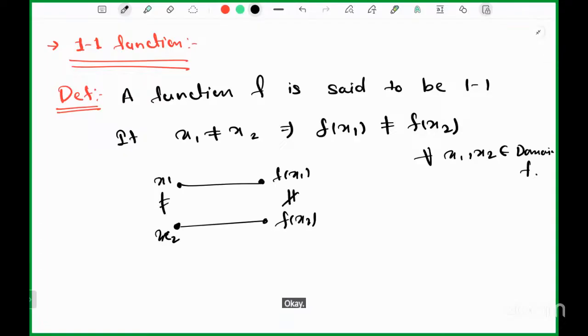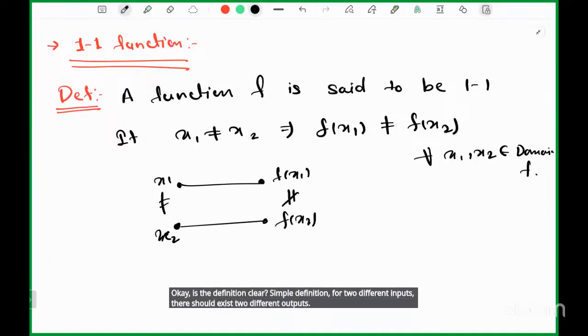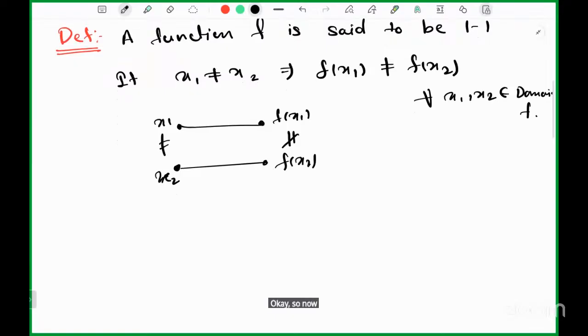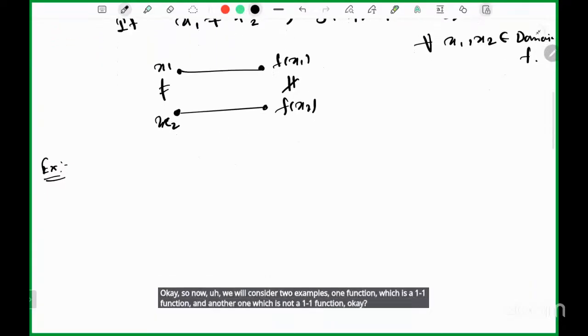Is the definition clear? Simple definition. For two different inputs, there should exist two different outputs. Yes, ma'am. Now we will consider two examples, one function which is a 1-1 function and another which is not a 1-1 function. I'll take very basic examples.